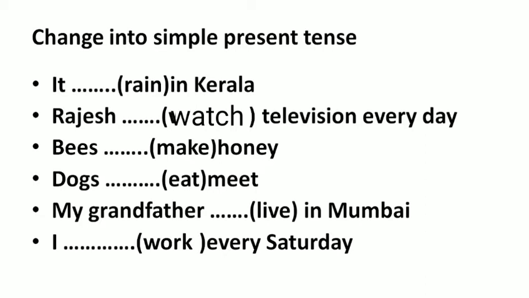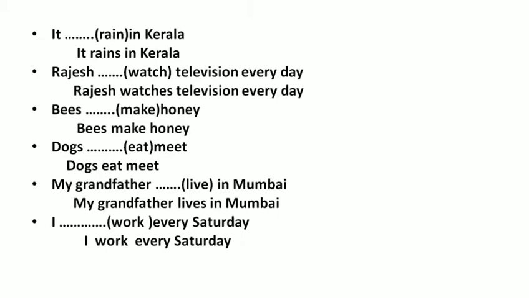You have to look at the time words given in the sentences, then change into simple present tense form. Either you have to use does along with V1 or you have to use do along with V1. Look at the answers here. It dash rain in Kerala becomes it rains in Kerala. That means does plus rain becomes rains in the sentence.